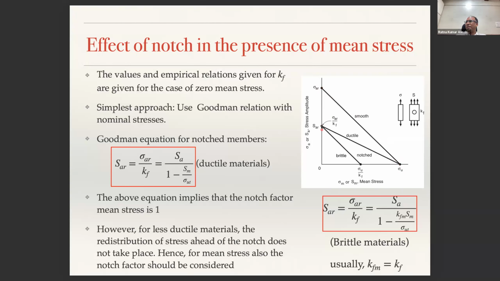That is why sigma A times Kf will come here. So this will be for ductile material. If you are talking about a brittle material, there should be a fatigue stress concentration factor effect on this, and hence sigma U will become sigma U by Kf. Sigma SF becomes SF by Kf.